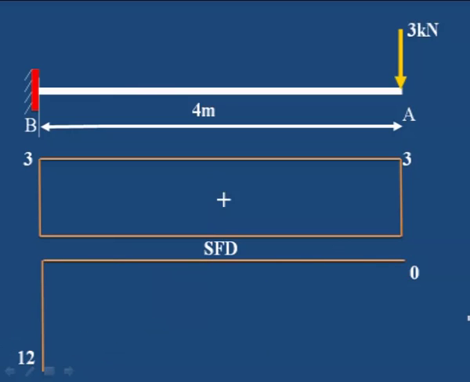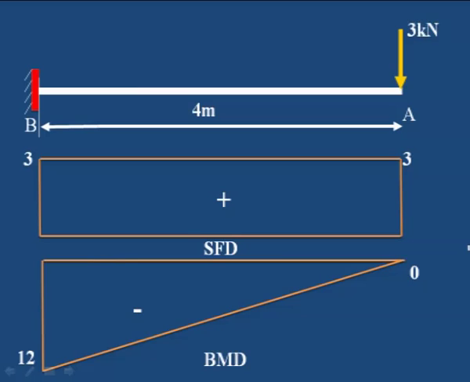Draw a vertical line downwards because it is negative. We have to draw it downward. If it is positive, we would draw it upward. Then join from the 0 point to A point to B point. This triangular portion is the bending moment diagram. It is negative because it is a hogging bending moment.